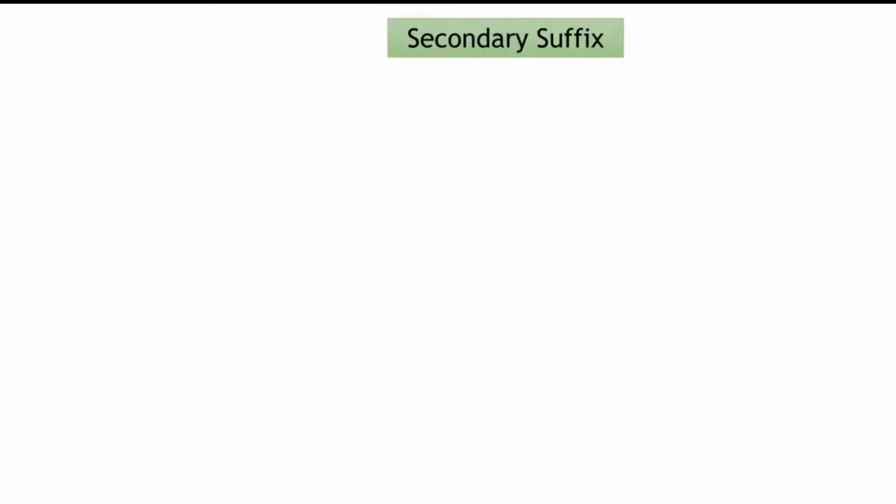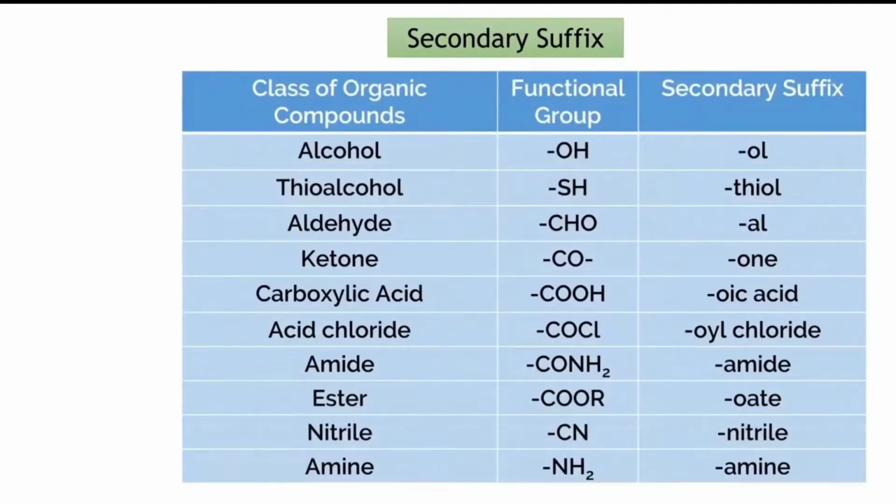Now, look at the secondary suffix. What do you mean by secondary suffix? Nothing but your functional groups. So, look at various functional groups here. All these come under the category of secondary suffix. That means the name of an organic compound ends with this functional group. By looking at the secondary suffix, you should be able to say what functional group is present in that particular compound. How do you do that?